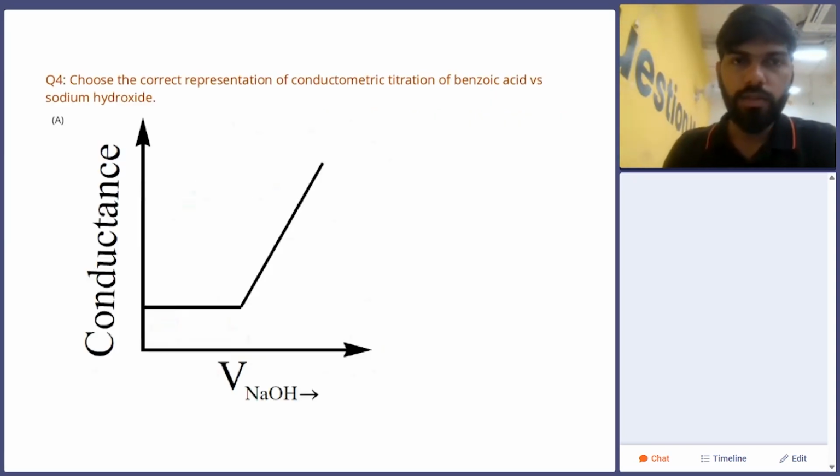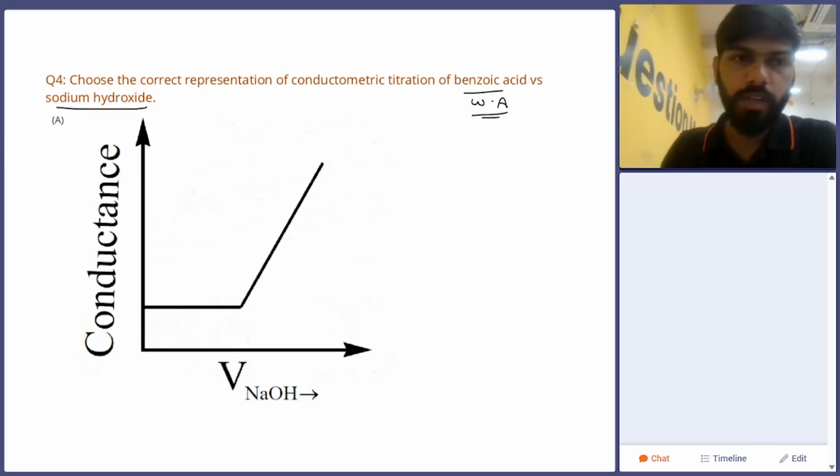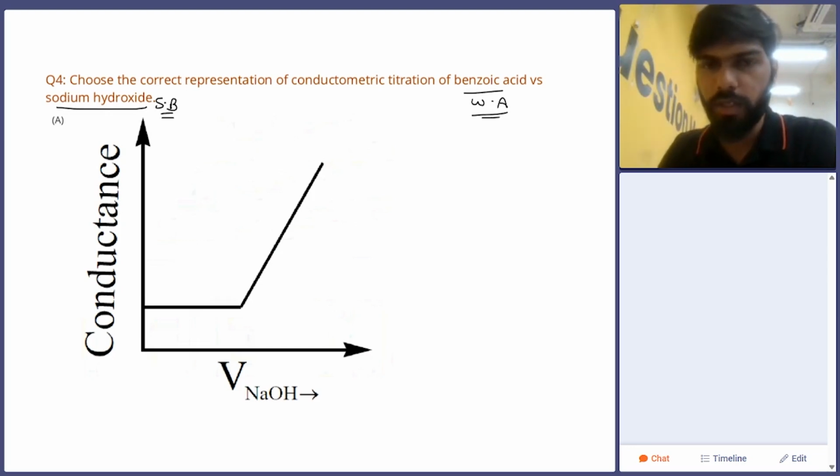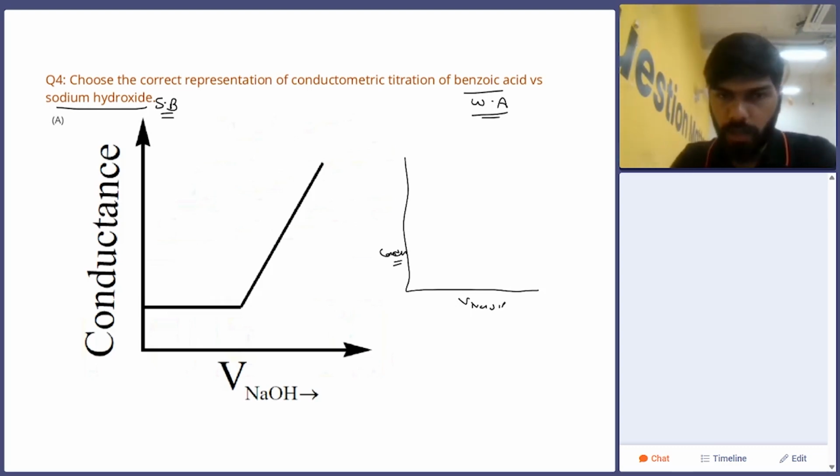Next, choose the correct representation of the conductometric titration of benzoic acid versus sodium hydroxide. See, benzoic acid is a weak acid. Sodium hydroxide is a strong base. If you plot the volume of NaOH against conductance, this is not going to be constant. First of all, start from here. Because of the weak acid, it will go downward.